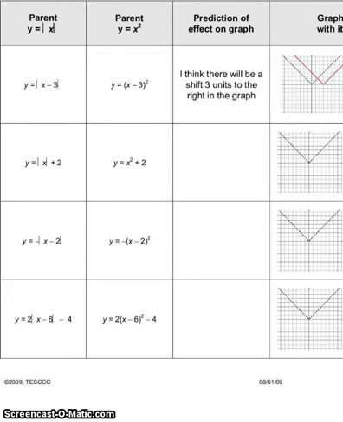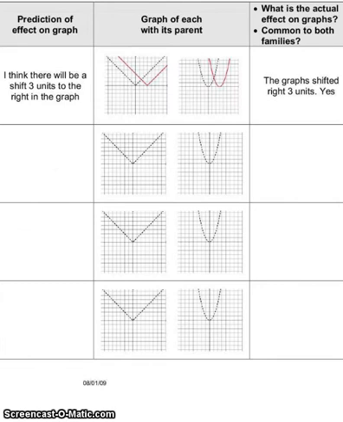So now here's where I'm going to look at the graph of each parent function. Once you have sketched the graph, you should be able to notice that the graph did indeed shift 3 units to the right. So on my far right-hand column, it says, what is the actual effect on the graph? We're going to write that the graph shifted right 3 units, or 3 units to the right. And was it common in both families? The answer would be yes. Both of my graphs actually shifted 3 units to the right.